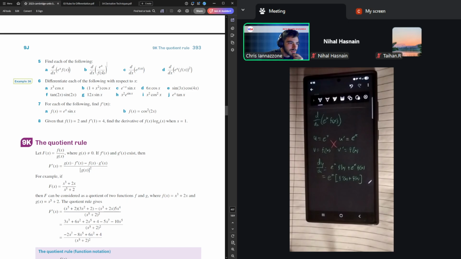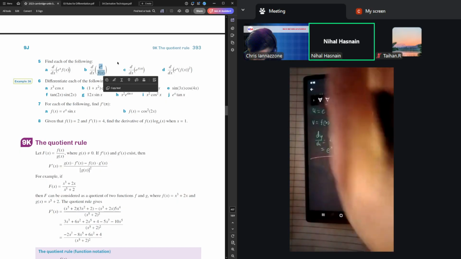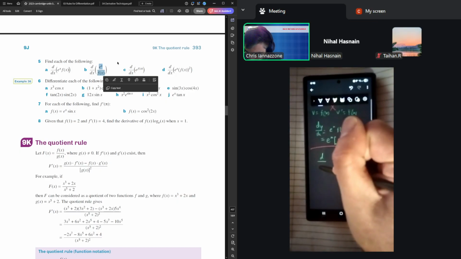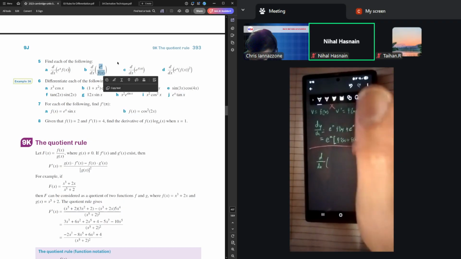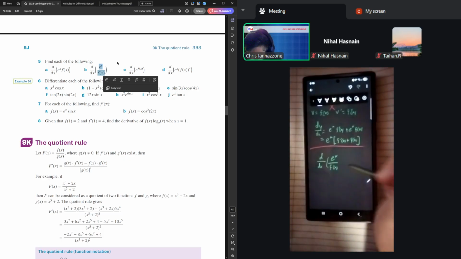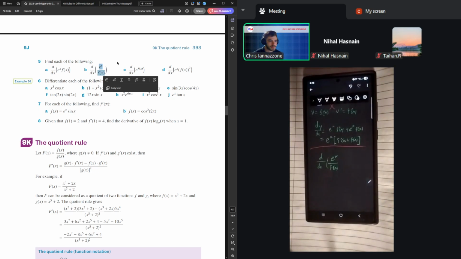Does anyone know why this is solvable without the quotient rule? 5b. Again, it's more of a higher level thinking thing. Can we use indexes? Yeah, correct. We can start using negative indexes. Exactly right. If you wanted to, you could use negative indexes here because division and multiplication are basically the same thing. E to the x divided by f of x is the same thing as e to the x multiplied by 1 over f of x.